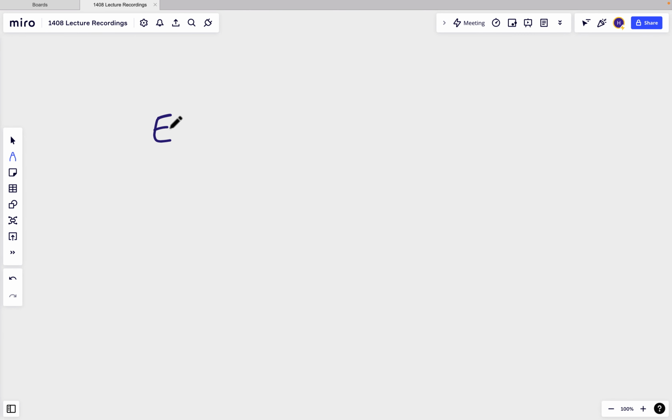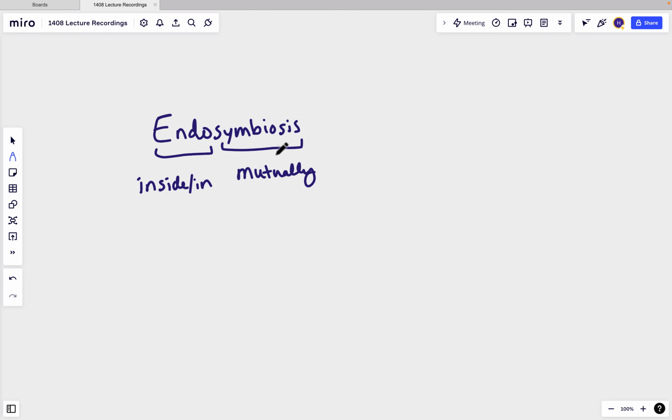Mitochondria originated by a process called endosymbiosis. The prefix endo means inside or in. And then the symbiosis refers to this mutually beneficial relationship.